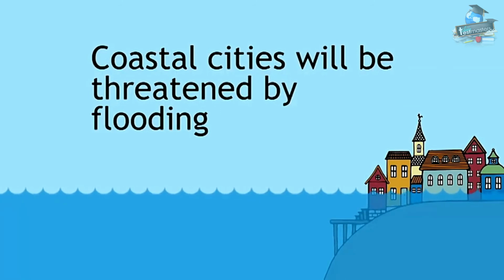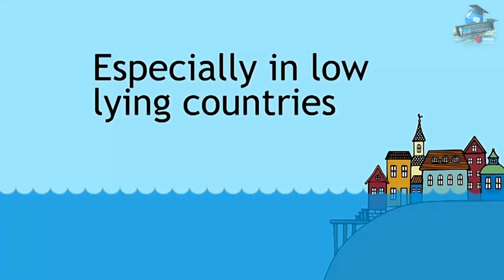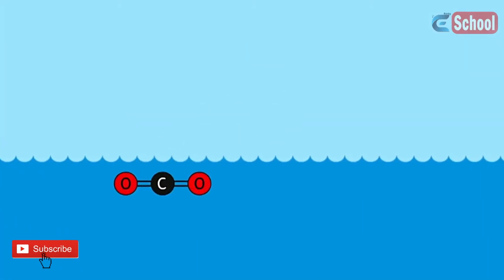As sea levels rise, so more and more of our coastal cities will be threatened by flooding, especially at high tides and in stormy weather, and in low-lying countries like Bangladesh, the Netherlands, and in some Pacific island nations. Another problem comes from the extra carbon dioxide that dissolves in the sea.